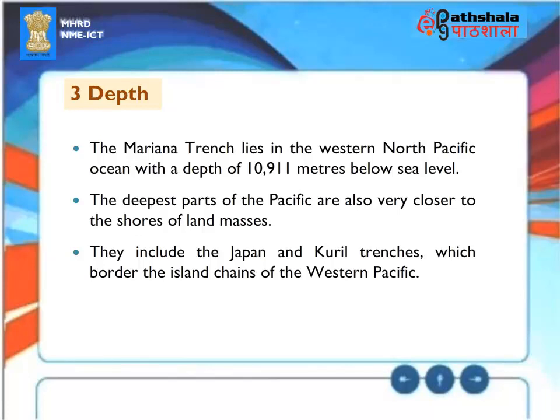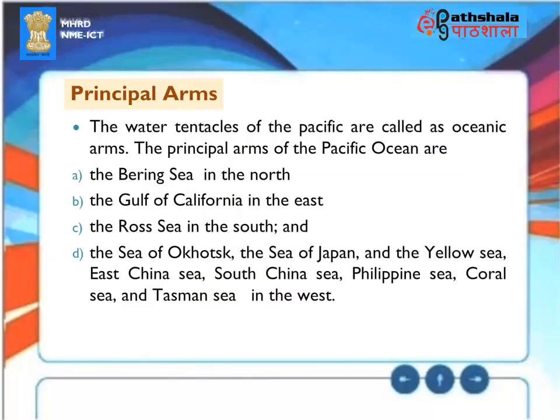The deepest parts of the Pacific are also very close to the shores of land masses. They include the Japan and Kuril Trenches, which border the island chains of the western Pacific. Principal arms. The water tentacles of the Pacific are called oceanic arms. The principal arms of the Pacific Ocean are the Bering Sea in the north, the Gulf of California in the east, the Ross Sea in the south, and the Sea of Okhotsk, the Sea of Japan, the Yellow Sea, East China Sea, South China Sea, Philippine Sea, Coral Sea, and Tasman Sea in the west.